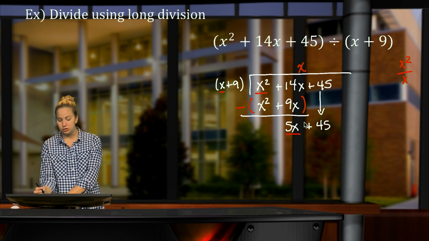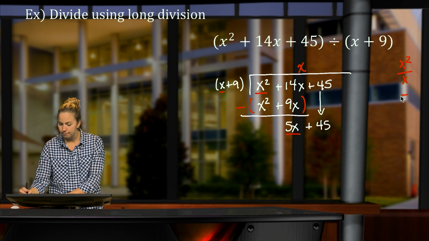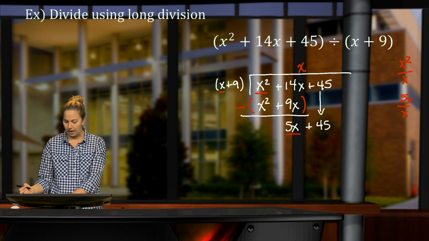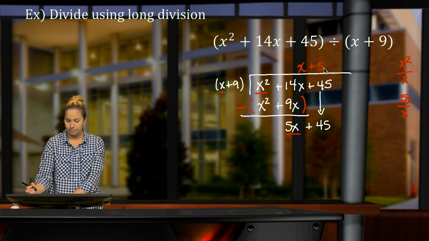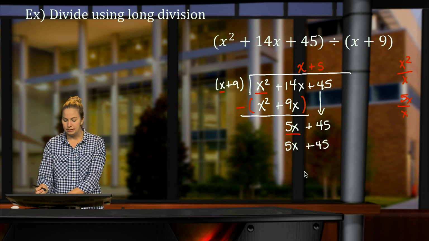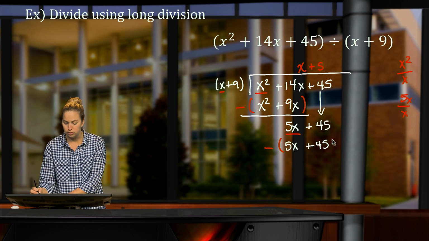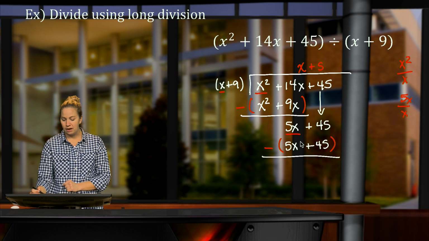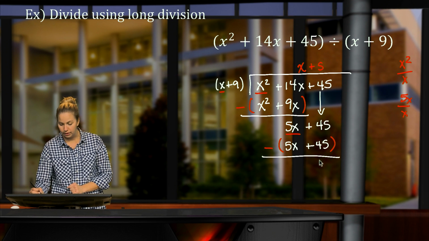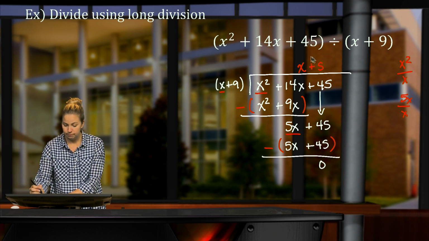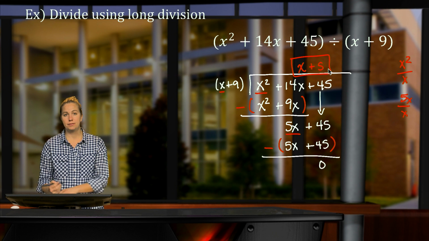Again, we're starting with the first term, 5x divided by x. If I set that up in my margin as a fraction, it's easy to see how that divides. 5x divided by x is 5. 5 times x plus 9 is 5x plus 45. And my next step is to subtract. When I draw that subtraction sign, I'm also going to add my parentheses so I remember to distribute that negative. 5x minus 5x is 0. 45 minus 45 is 0. I have a remainder of 0. So my answer, my quotient, is x plus 5.